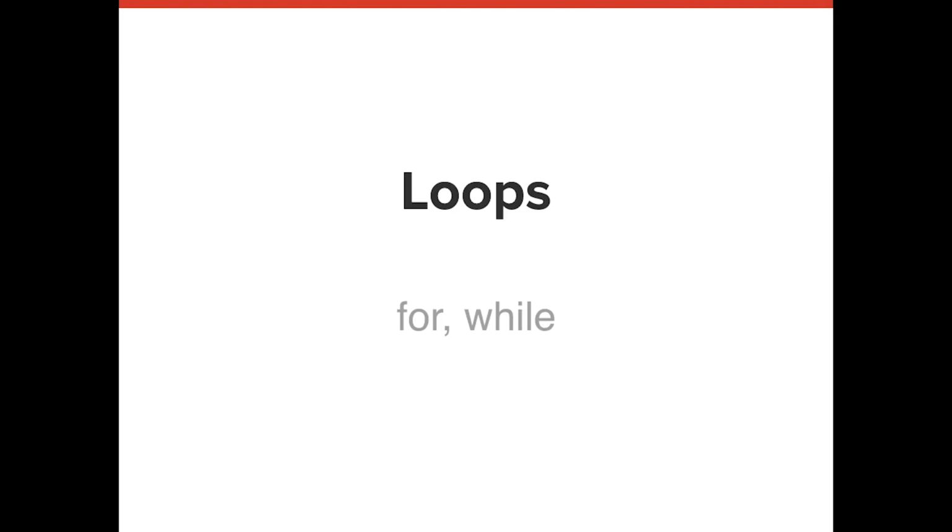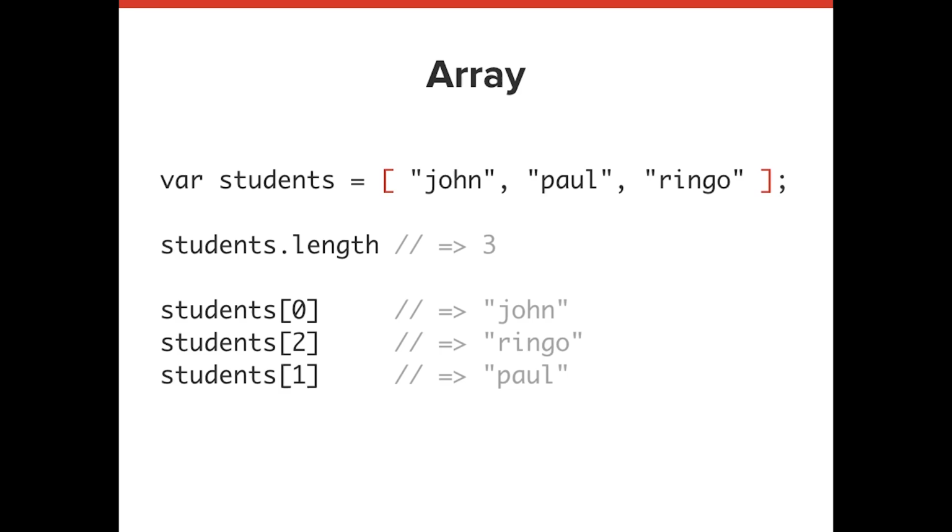So let's talk about loops. Loops in JavaScript, there are two types of loops. You have for and while, and first let's concentrate on the for. So what we are going to use is an array. So remember, an array is just a data type. It's just a list of stuff.